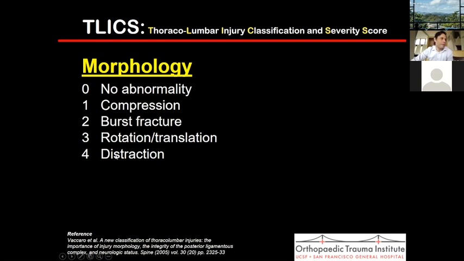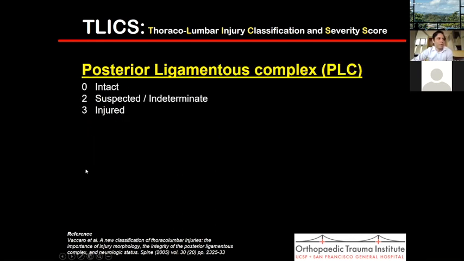Because if you have a distraction injury, so these are chance fractures, or the hyperextension fractures, you're already at 4, and couple with that they're going to have, by definition, a PLC injury, so you're going to be above 4. The same holds true for the rotational translation. These are C-type injuries that are always going to be operative when you weigh in the other things that go with that.